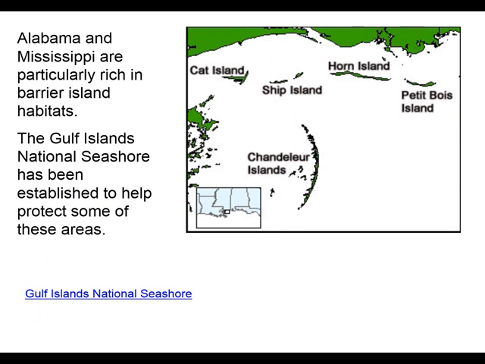Alabama and Mississippi are quite lucky in the abundance of barrier islands. Mississippi in particular has Cat Island and Ship Island and Horn Island, Petit Bois, and then if you get far enough over, that may just be the little tip of what is now the western part of Dauphin Island. And the Gulf Islands National Seashore has been established to help protect a lot of those areas. It actually extends over into the Florida Panhandle as well. Areas of Santa Rosa Island in the Florida Panhandle are part of the National Seashore as well.